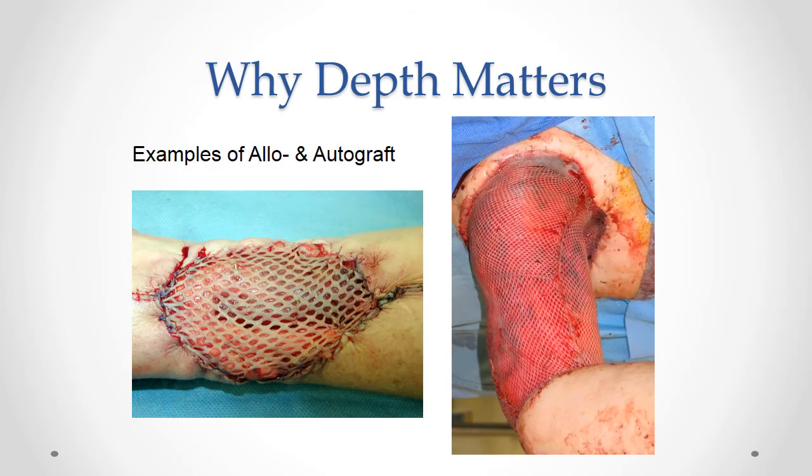Here are examples of allo and autograft. On the right-hand side, you have an autograft. It's very thin. We usually do split thickness skin meshed grafts. The mesh is basically that fishnet pattern.